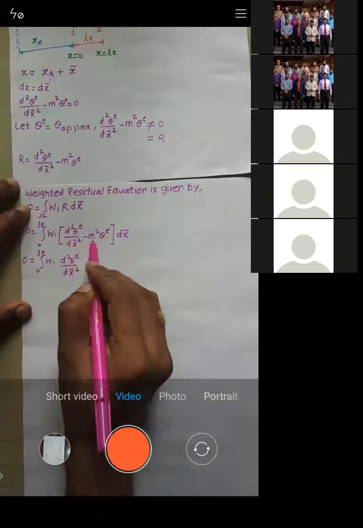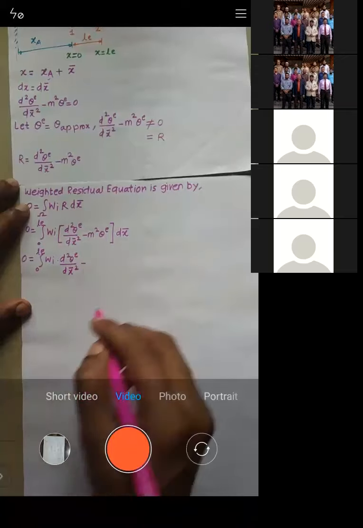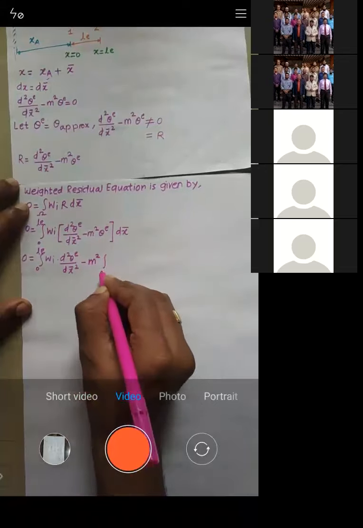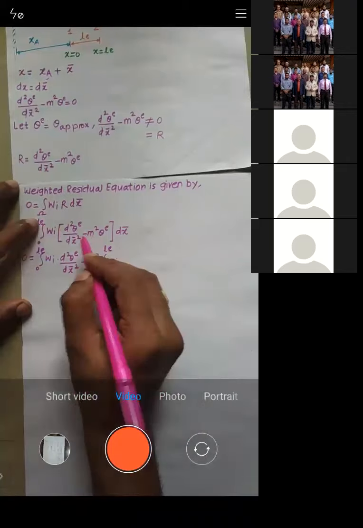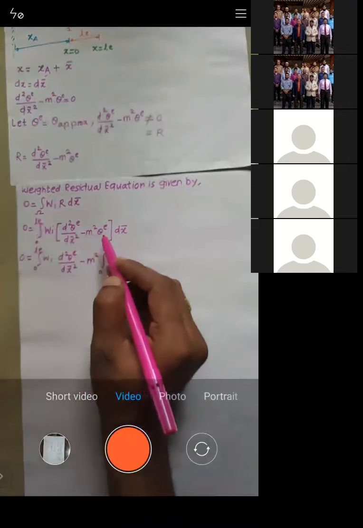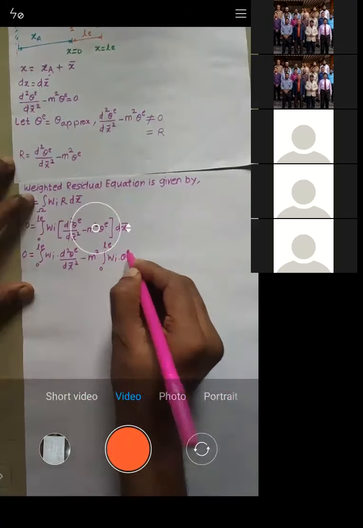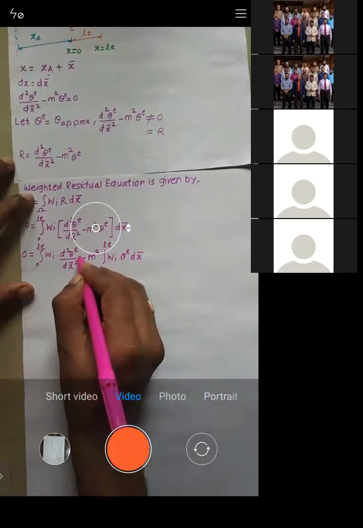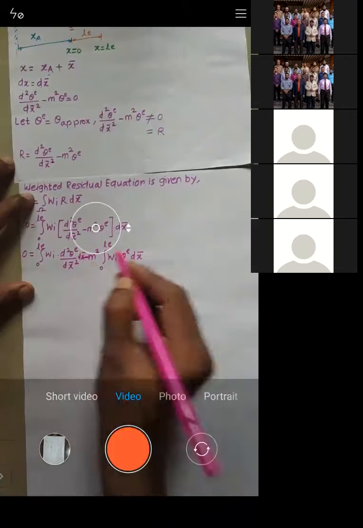See, this into this minus, you can check it. M square is a common value, right? M square, it's a constant value, right? So I'll just take M square outside. What is remaining is 0 to LE, Wi, into M square theta e, into theta e, into dx bar. Here should also be dx bar, and this is minus, right?